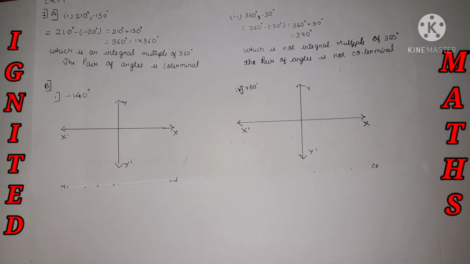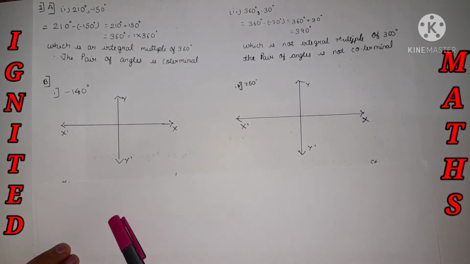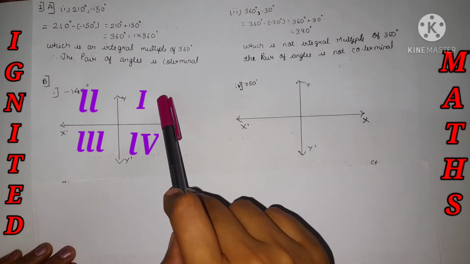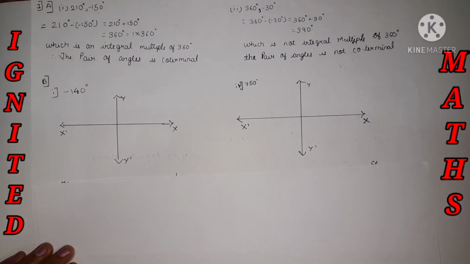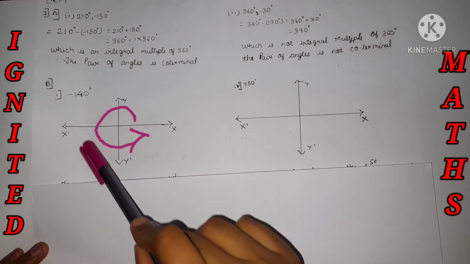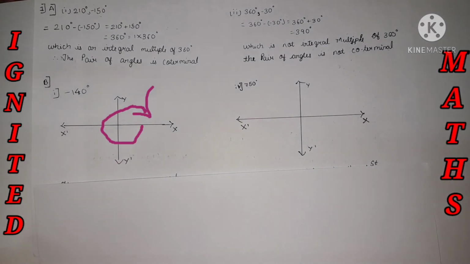To determine the quadrant, we need the help of the Cartesian coordinates, that is, the x coordinate and y coordinate. If we divide the plane, we get four different quadrants: first quadrant, second quadrant, third quadrant, fourth quadrant. If the angle is positive, then it goes in the anti-clockwise direction. If the angle is negative, then it goes in the clockwise direction. Now let's determine the angle in each and every quadrant. First we will see the anti-clockwise direction, that is, the positive angle.